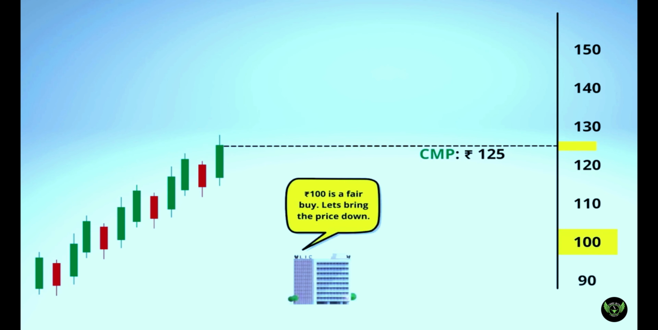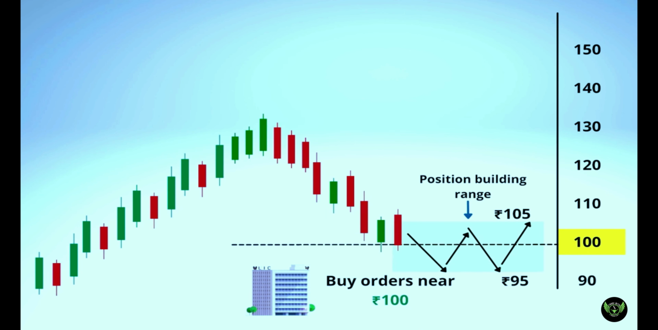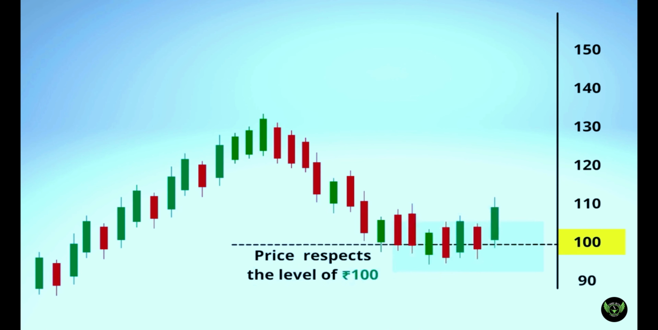Let us say that an institution thinks that the stock will do well in the upcoming quarters, but the fair price is 100 rupees and not 125 rupees. In order to achieve the fair price, they take the market down to 100 rupees, where they slowly and steadily build their positions. The price seems to respect the price level of 100 rupees. This level, where the demand for the stock is met and from where the prices will start to rise, is called the support level.